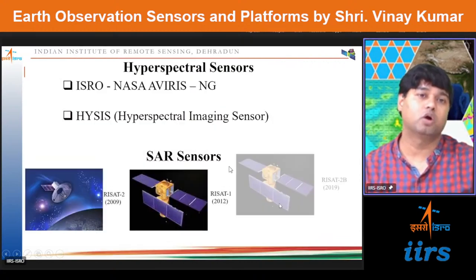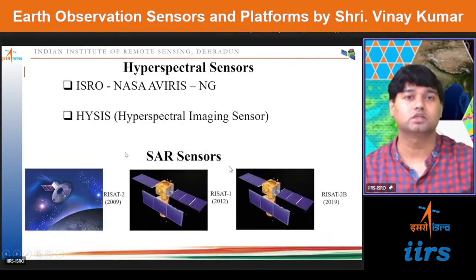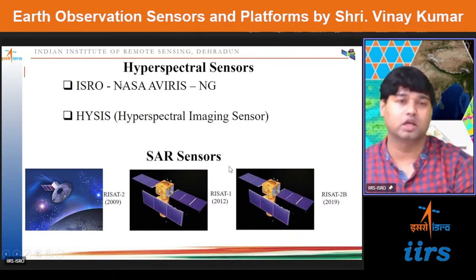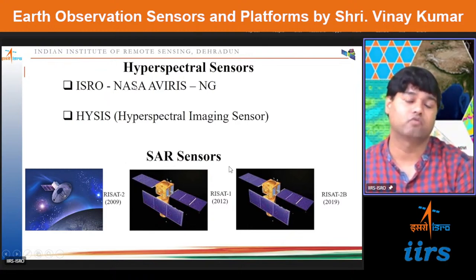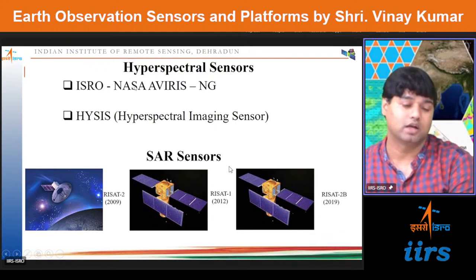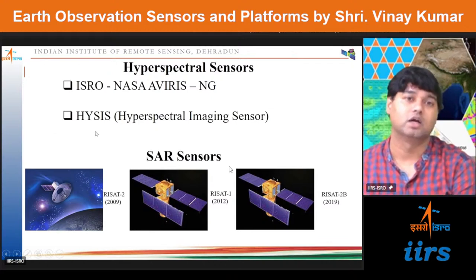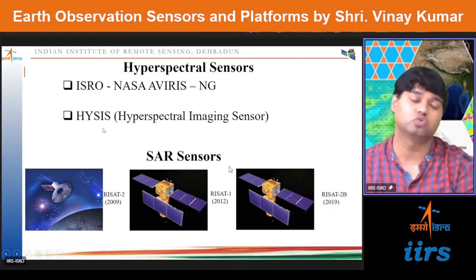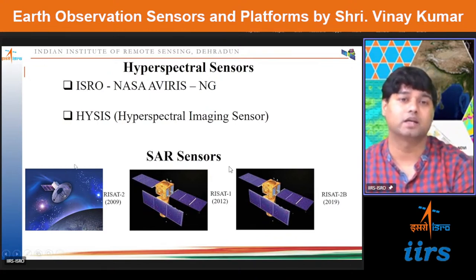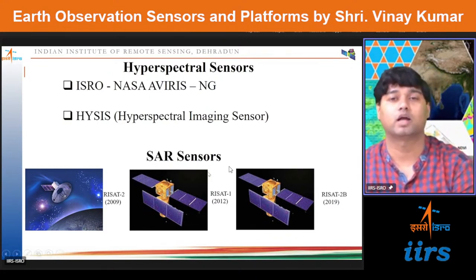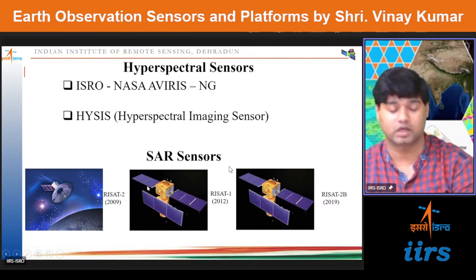So this is about hyperspectral sensors. In India, ISRO and NASA collaborated, and NASA's IIRS NG mission acquired data at various sites in India. HISIS was launched in 2018 by ISRO for defense purposes. And RISat 2, RISat 1, and RISat 2B are the microwave satellite sensors.